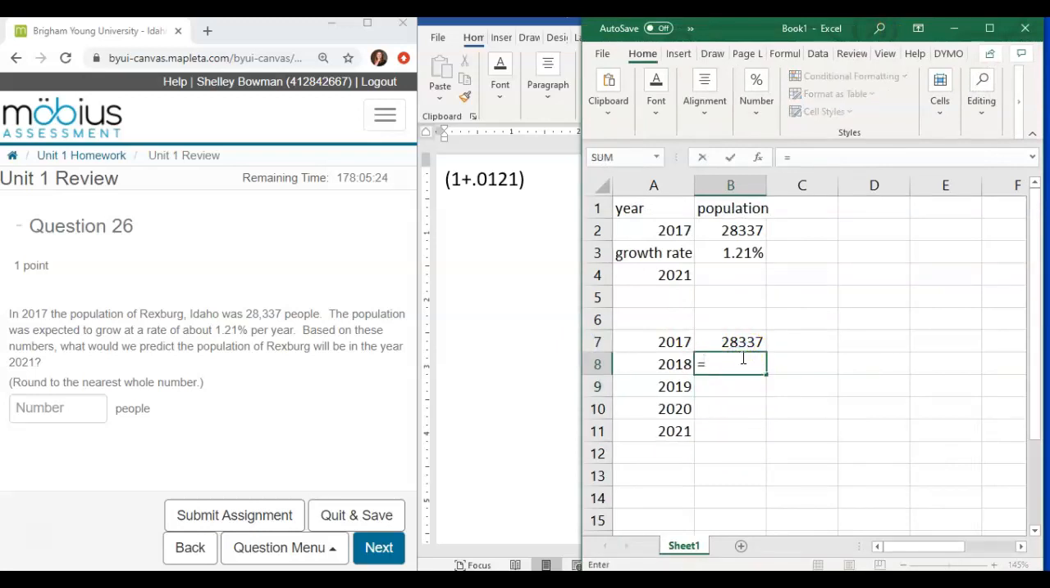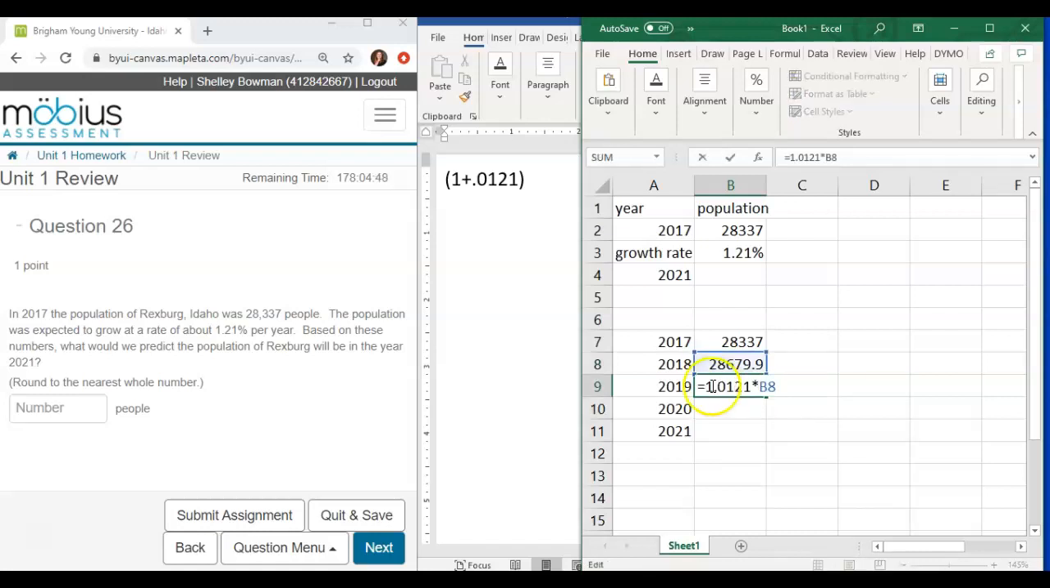So here we'll do equals 1.0121, the 100% of the original population plus the additional increase of 1.21%, and multiply that by the previous year, which will give us the population in 2018. Now because I've used Excel and I've done cell referencing, I can click this bottom crosshairs and pull, and you'll see that it duplicates that equation.